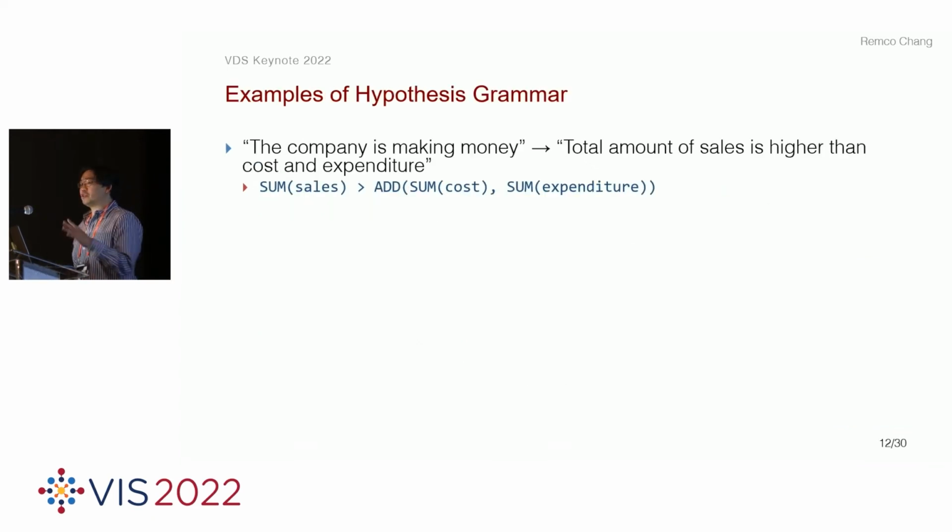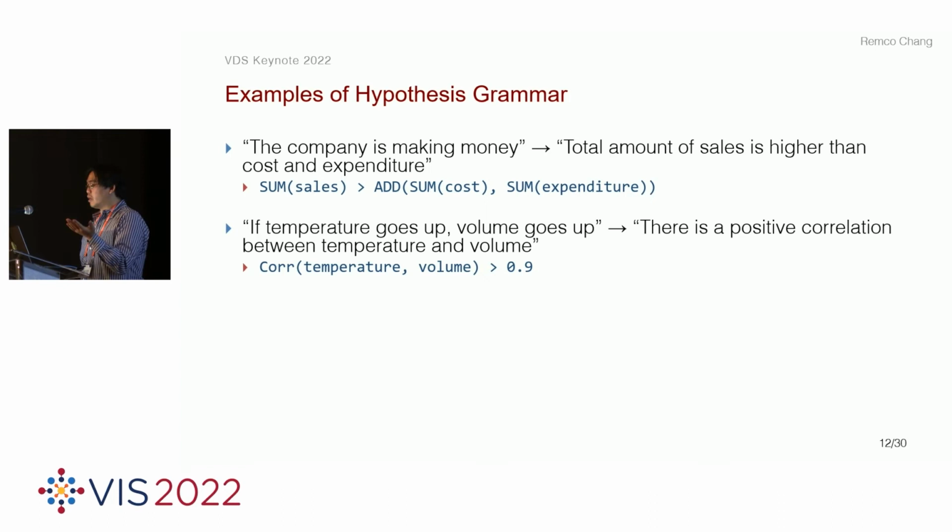Okay, so here are some examples of what we can do with this conceptual grammar. For instance, let's say I have a question about, is the company making money? I can translate that to something like, well, the total amount of sales is higher than the cost and expenditure. And I can write it out as this statement that I'm not going to read out loud. Going back to the example before, if temperature goes up, volume goes up, then I can reinterpret that as saying there's a positive correlation between temperature and volume. And I'm going to write this hypothesis statement where essentially the correlation between temperature and volume is greater than some constant.